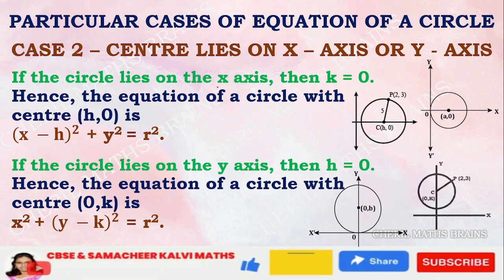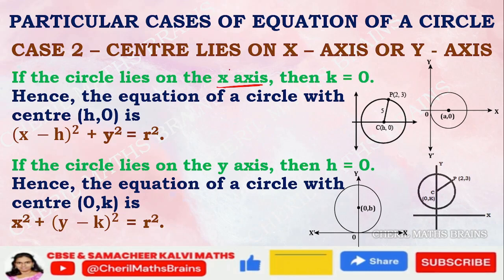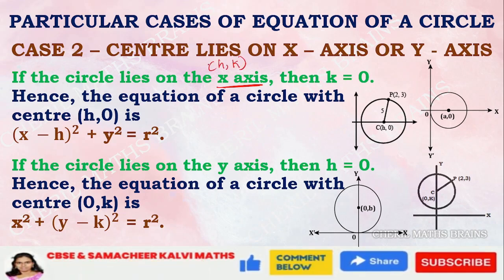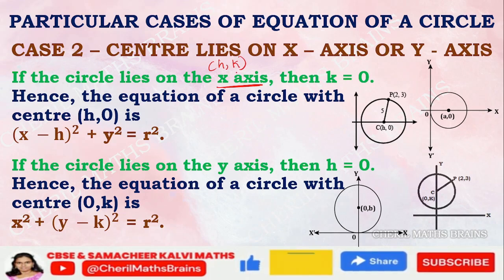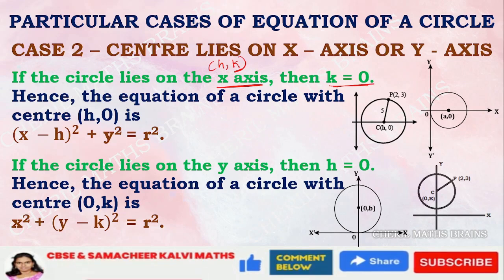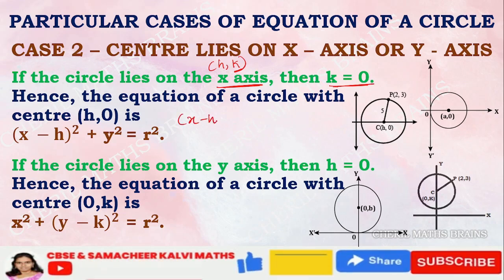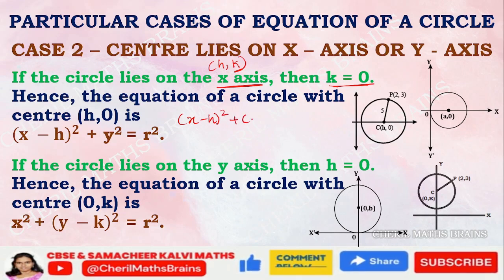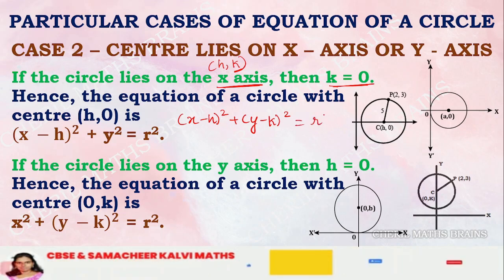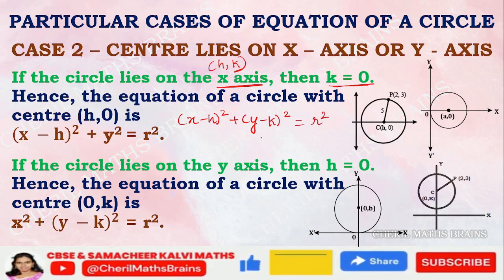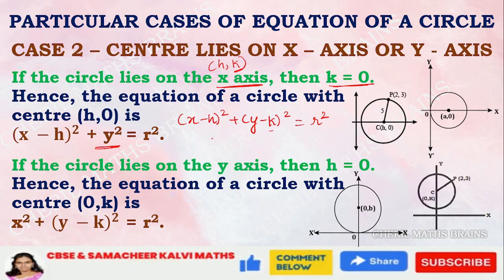What if it lies on the x-axis? We know the center is h, k. If it is on the x-axis, then the y coordinate will be 0. So what is the y coordinate? K. So k is going to be 0. What is the standard form? We know x minus h the whole square plus y minus k the whole square equals r square. If k is 0, this value will be 0, so it will be only y square.